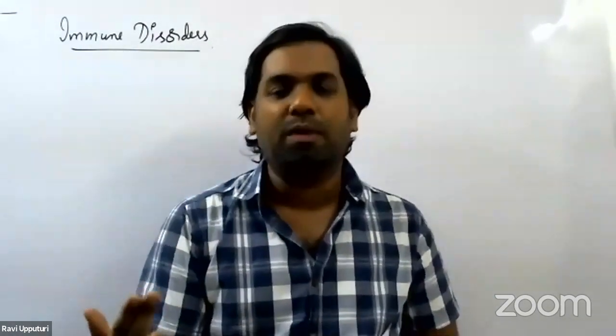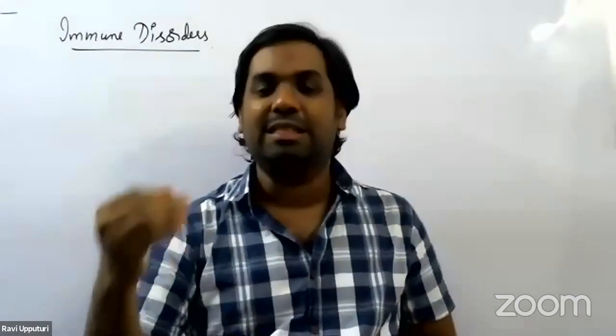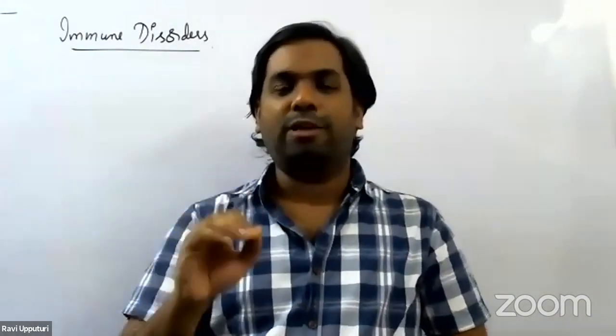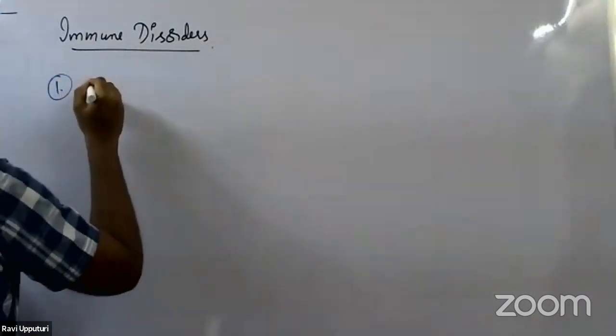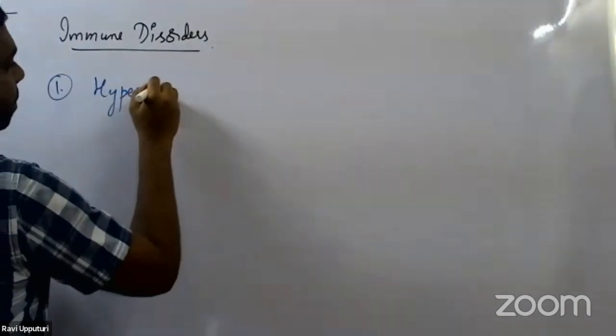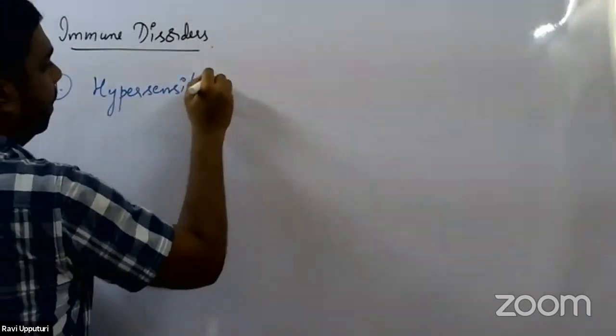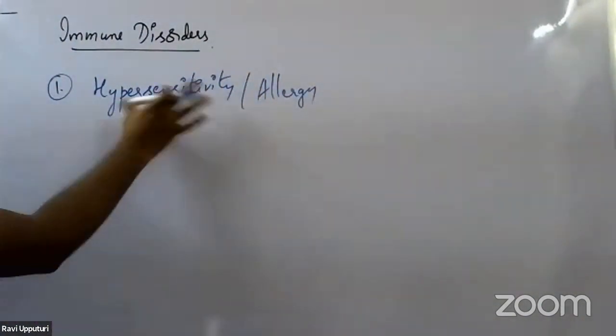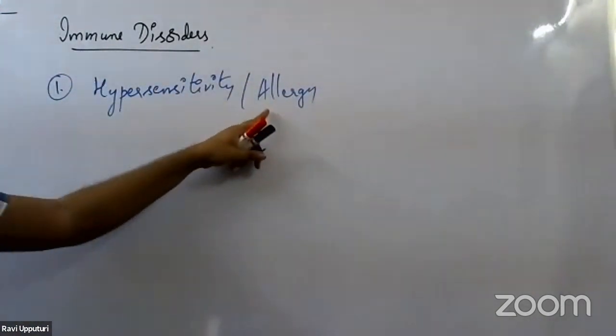It does not function properly. This improper functioning of the immune system would lead to severe diseased conditions in the body, which can even lead to the death of a person. So the improper functioning of the immune system could be classified majorly into three categories. What are those three categories? The first one is called hypersensitivity, or majorly we can also call it allergy, but there is a slight difference between hypersensitivity and allergy. We can consider it as allergy.